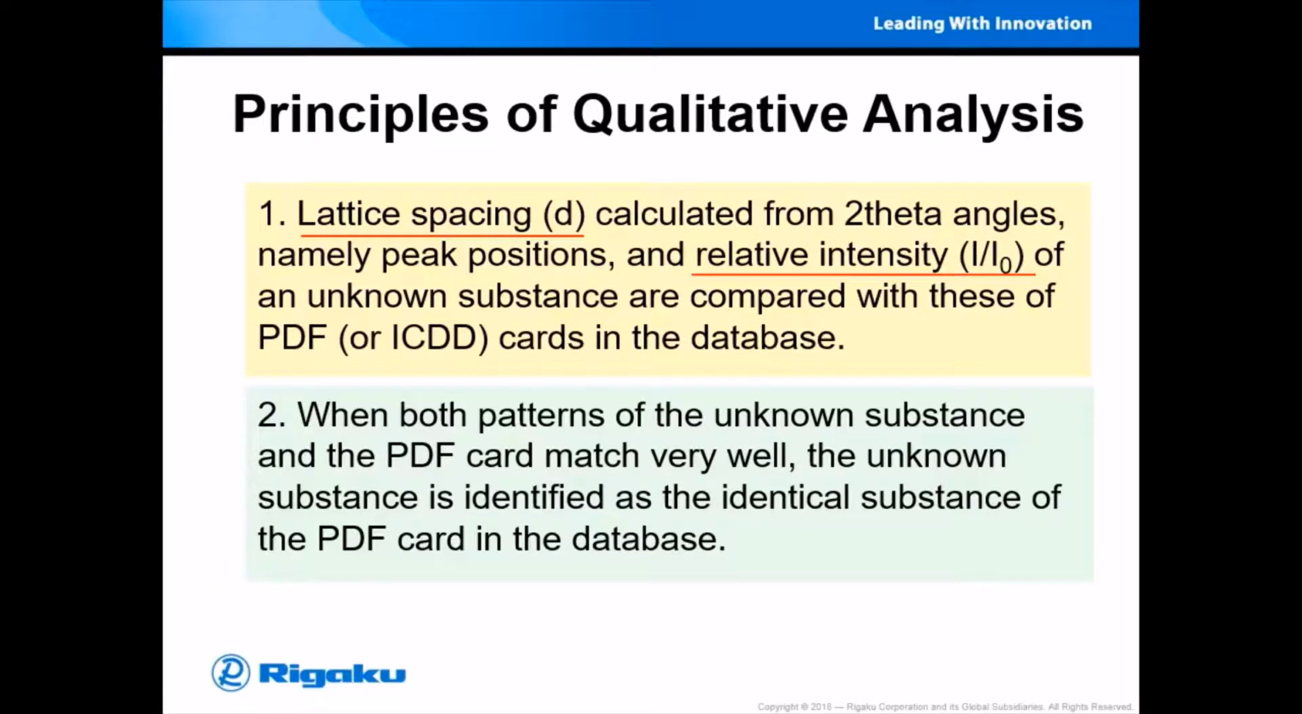And when the d values and relative intensities of the unknown substance match very well to the substance of the PDF card in the database, the former is identical to the latter. The determination of substances by pattern comparison and verification is called identification.